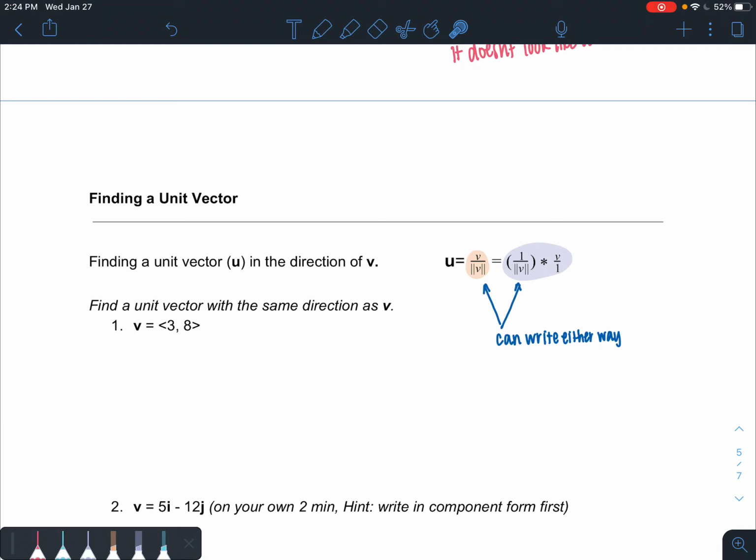Okay, so when we're finding a unit vector, we are going to use one of these 2 equations. You use either one, you don't use both of them. Some people like to see it this way, some people like to see it that way. It's really just dependent, so use pink or purple. They're the exact same equation, in the same way that 2 over 2 is the same thing as 2 over 1 times 1 over 2.